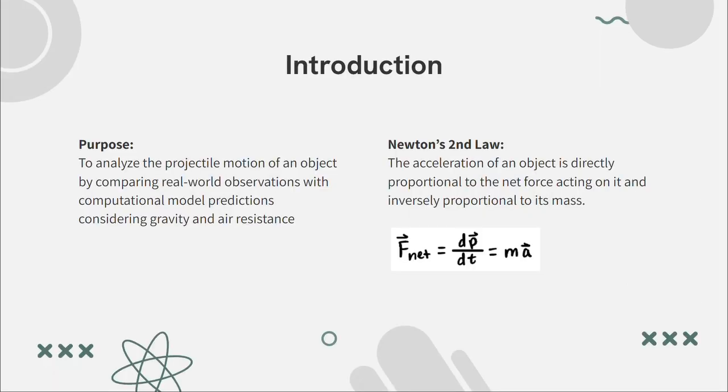The purpose of this lab is to analyze the projectile motion of an object by comparing real-world observations with model predictions, considering gravity and air resistance. Newton's second law states that the acceleration of an object is directly proportional to the net force acting on it, and inversely proportional to its mass.